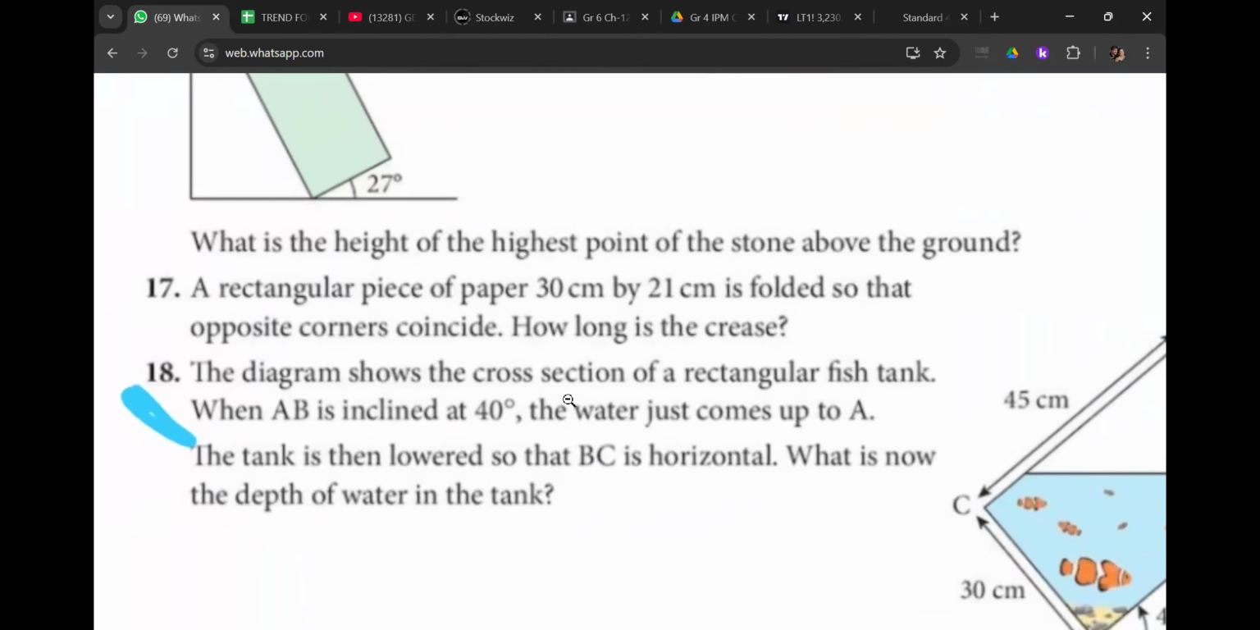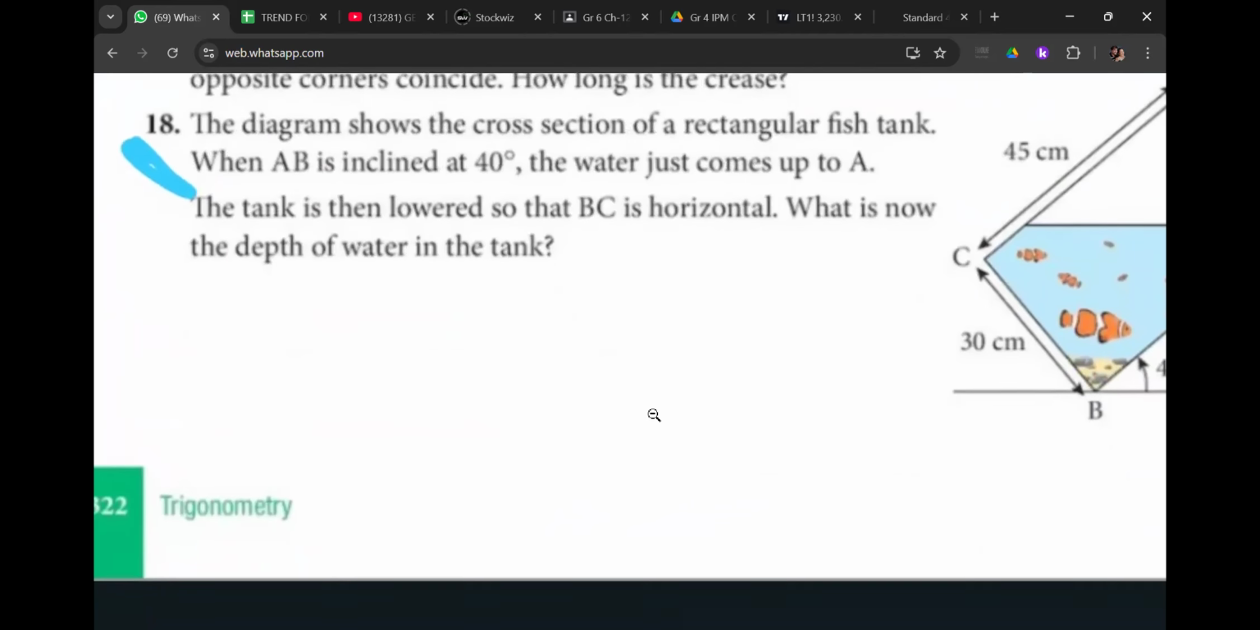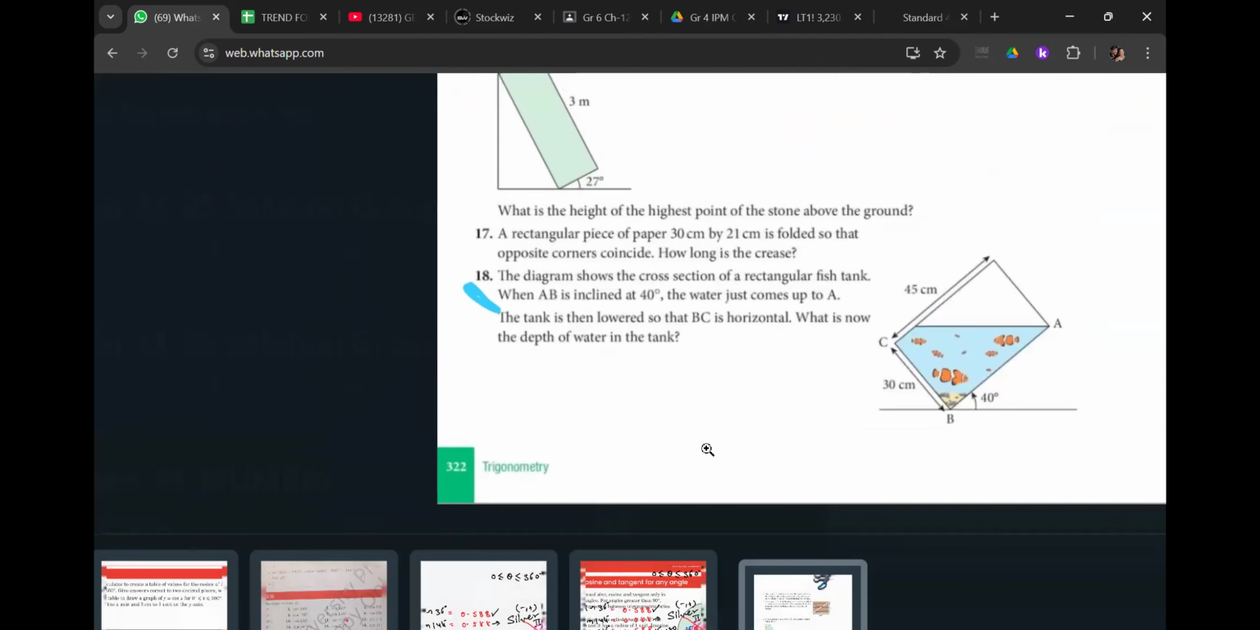The diagram shows the cross section of a rectangular fish tank. When AB is inclined 40 degrees, the water just comes up to the A. The tank is then lowered so that BC is horizontal. अच्छा, okay. What is the depth of the water?